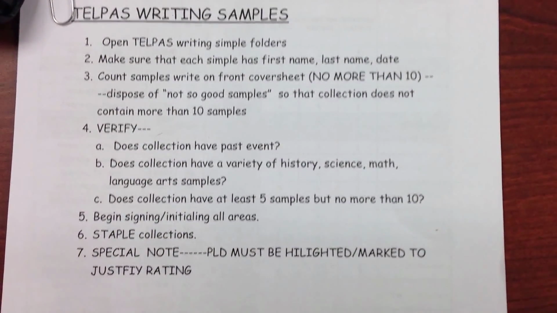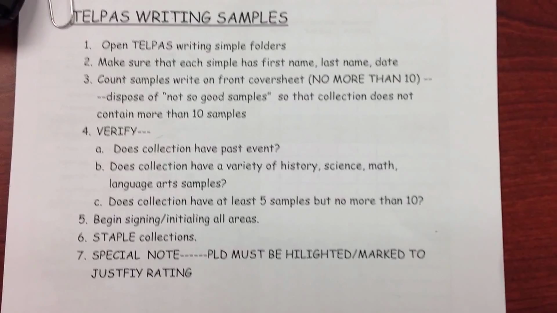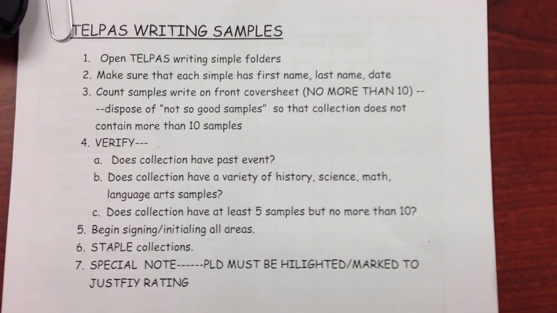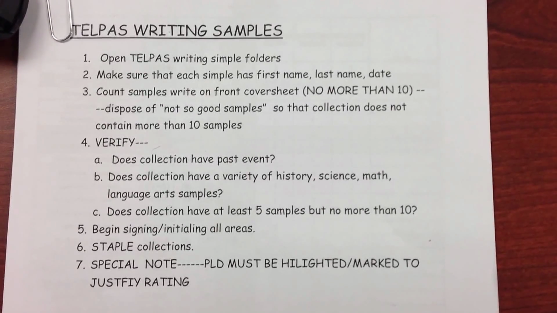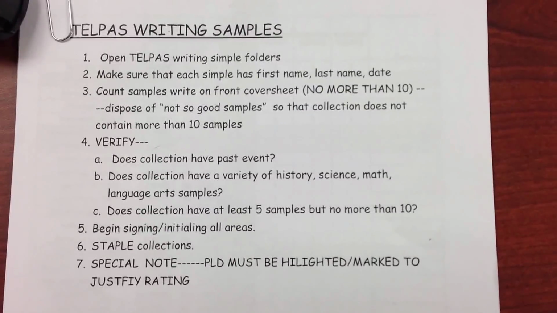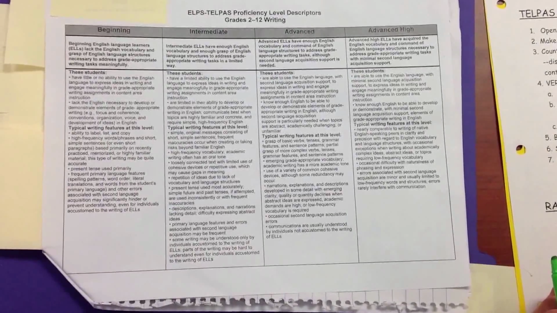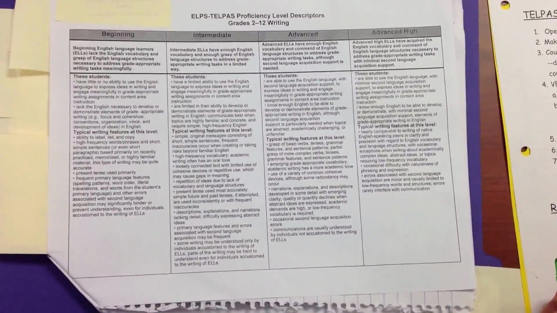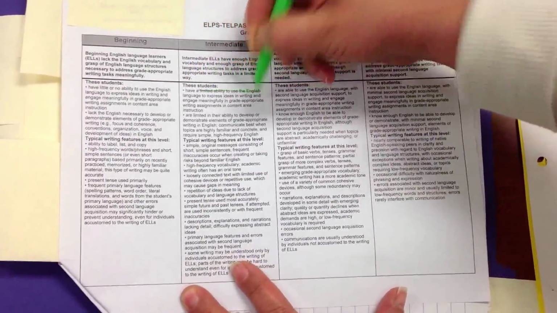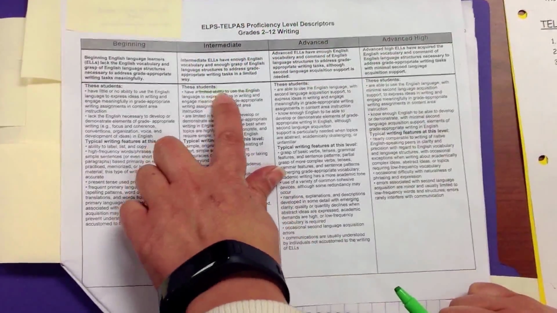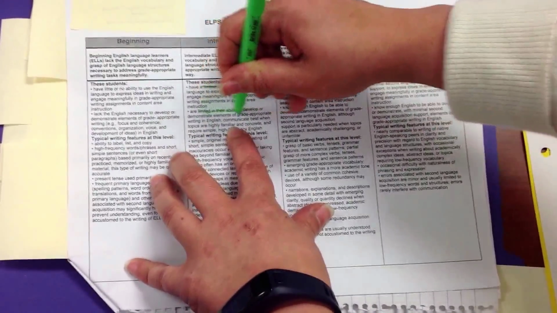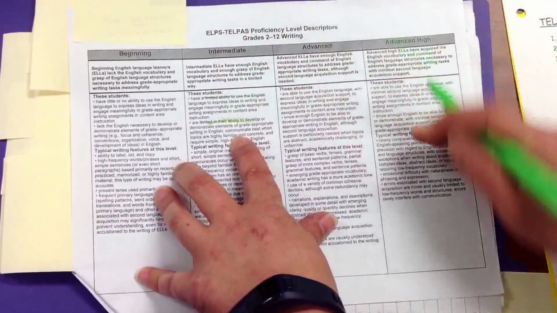Okay, so now the last step on the TELPAS writing sample, step 7. PLDs must be highlighted and marked to justify the rating. So when you're rating, you're also going back and looking at the PLDs for that student, and you're highlighting those criteria that have been met for that student. Okay, for demonstration purposes, we are looking at the TELPAS proficiency level descriptors, the PLDs, for writing, and we're highlighting the areas that the child met. So these were just for training purposes. We're just highlighting random samples. That's what you would do as an example.